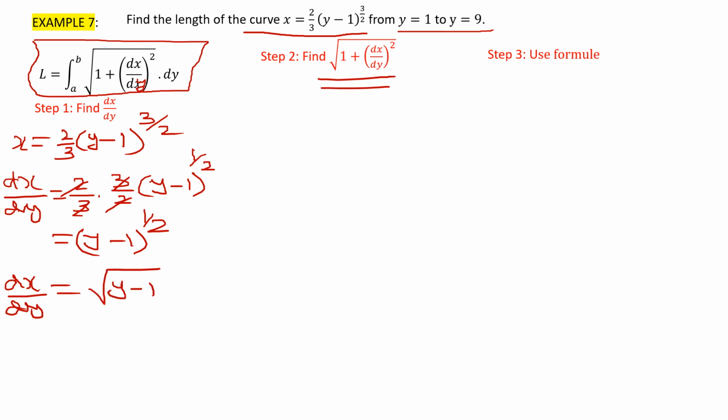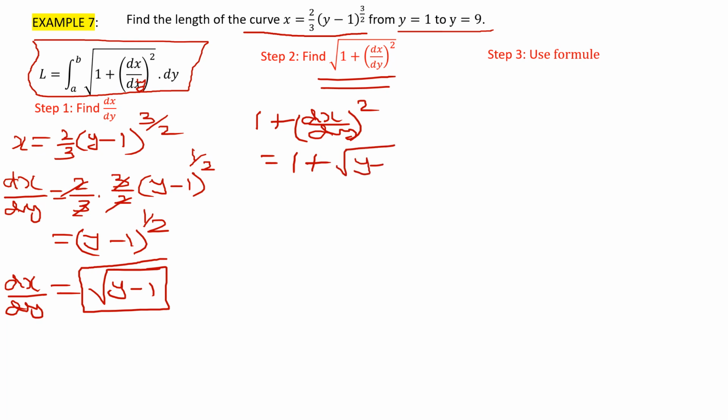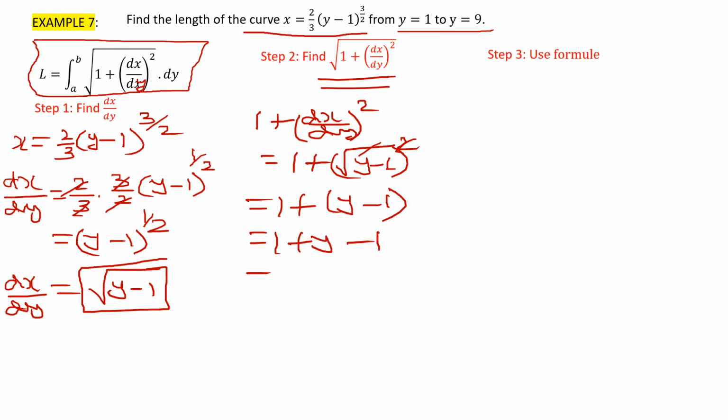Come to step number 2. In step number 2, I am going to calculate square root of 1 plus (dx by dy) the whole square. So first let me write 1 plus (dx by dy) the whole square. So this is equal to 1 plus, the derivative dx by dy is this value, that is square root of y minus 1, the whole square. So this can be written as 1 plus, square root and square cancel, we have y minus 1. So this is equal to 1 plus y minus 1. So 1 minus 1 cancel. We are left with y.